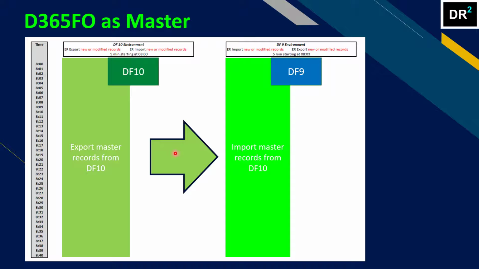For the export and import job, I have here a schematic drawing. On the left side is the timeline, which helps me illustrate when specific processes run. On the left hand side I have the DF10 environment, and on the right hand side the DF9 environment. I could have also included the Dataverse environment, but for simplicity I just included these two. From DF10, I want to export new and modified records, illustrated with this green arrow, and this company imports them. That's supported with electronic reporting.